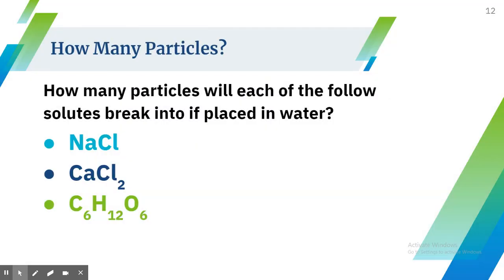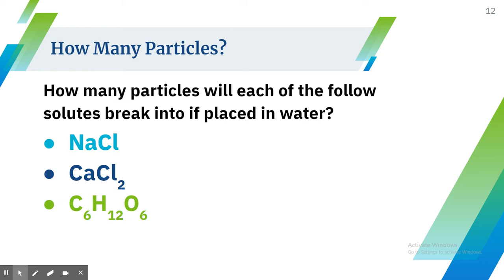Listed here, there are three different substances. You have table salt, sodium chloride, NaCl. You have road salt, CaCl2, calcium chloride. And then you also have listed at the bottom glucose. The question is, how many particles will each of the following form in solution? Only the first two are salts. Glucose is a type of sugar.